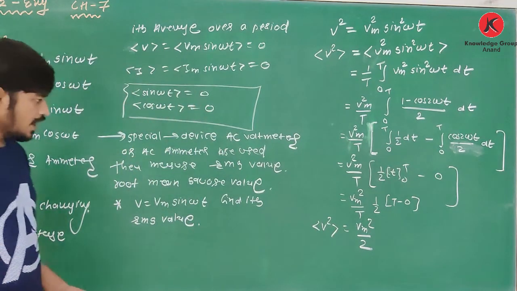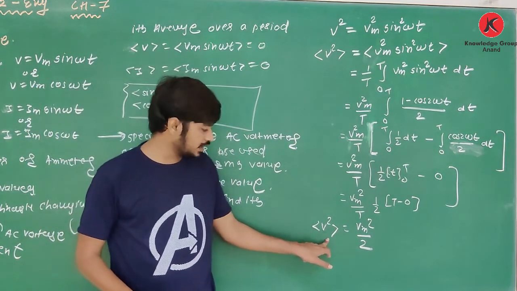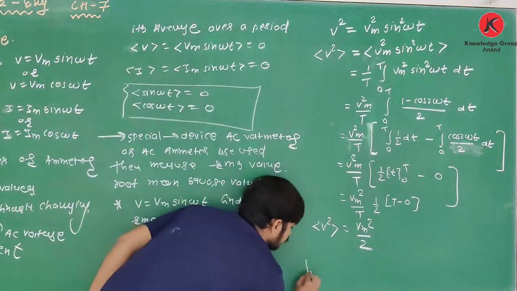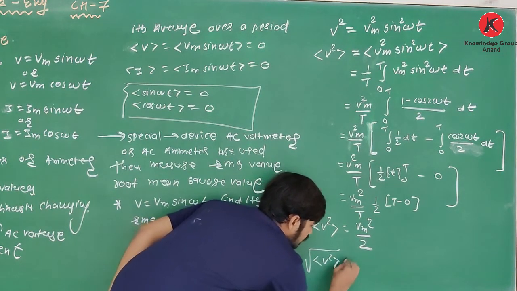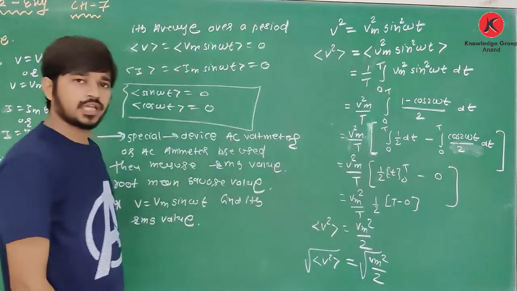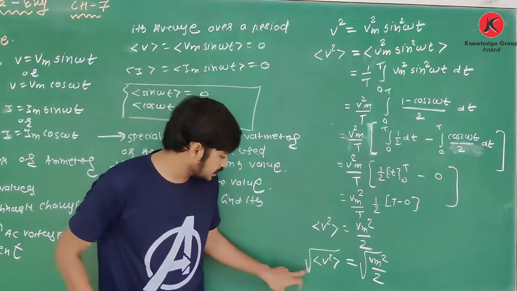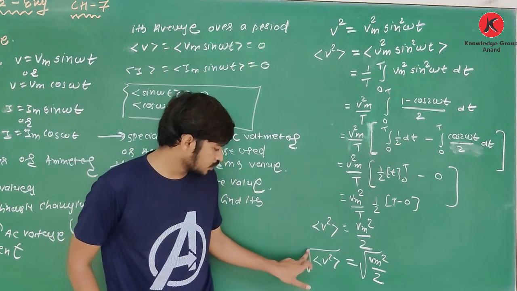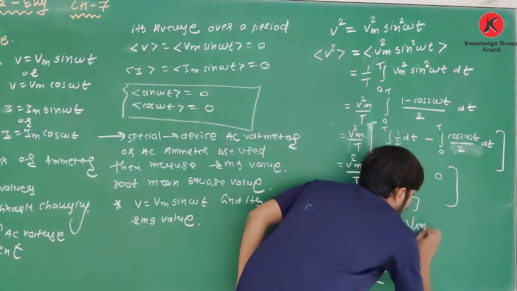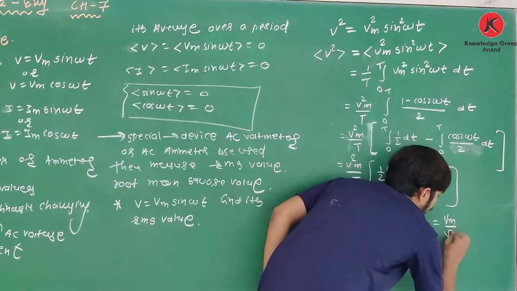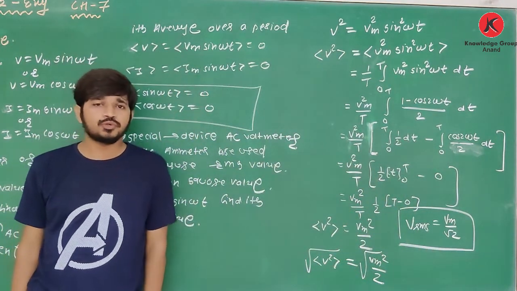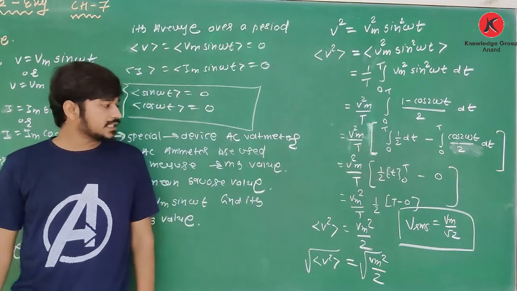So here, the mean of V squared is equal to V m squared by 2. Now you have to take the square root on both sides. So it is under root V m squared by 2. Okay. So now how to read this? Root mean square is called the RMS value, and therefore V rms is equal to V m upon root 2. Clear about this? So yes, it is the RMS value.